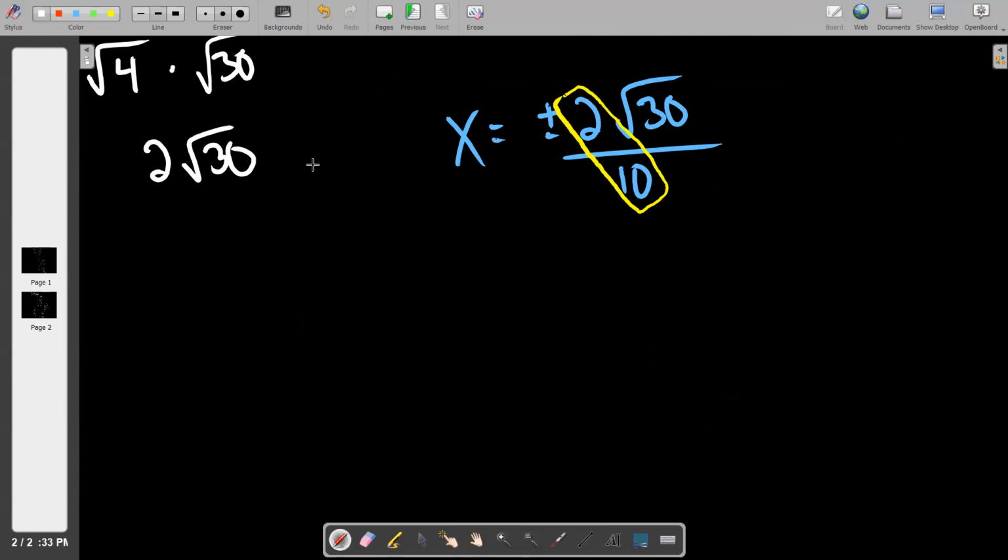What is it? X equals positive, negative 1 root 30 over 5. Done. You'll note that I just keep not writing ones. I don't like ones.